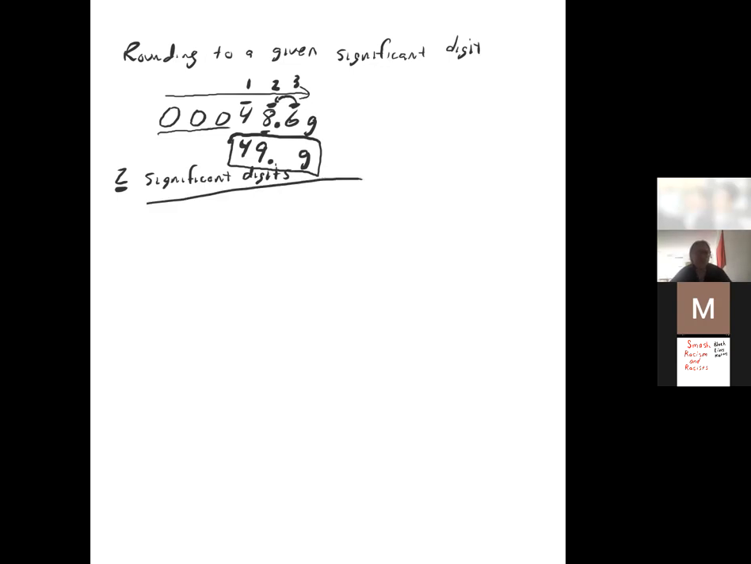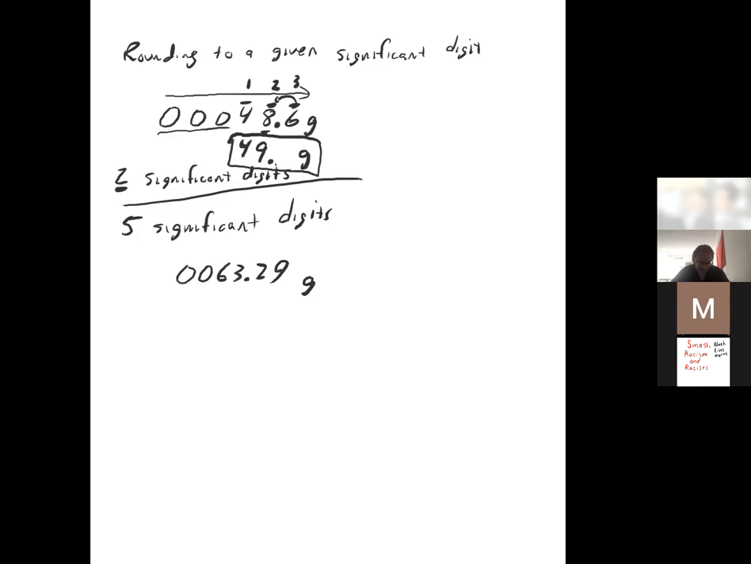So in this one, they say a chemist needs to know the mass of a sample of magnesium chloride to 5 significant digits. And then they give you these numbers, 0063.29 grams. Okay.